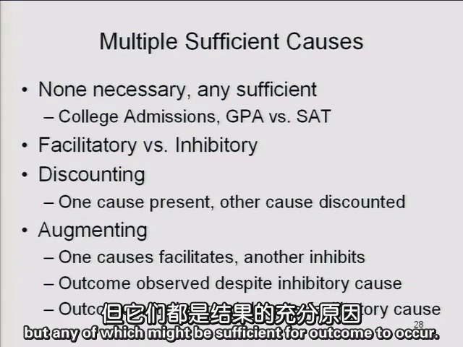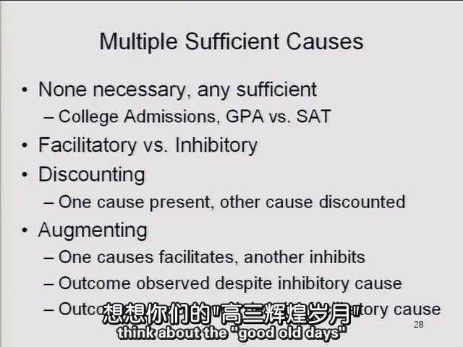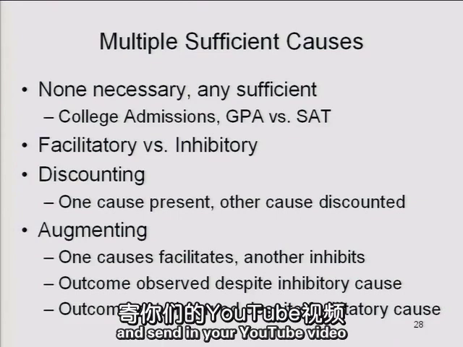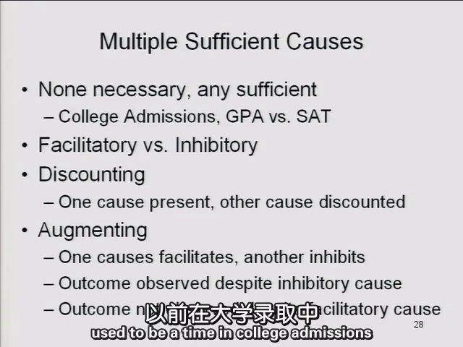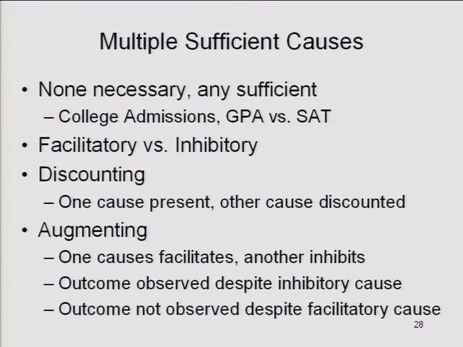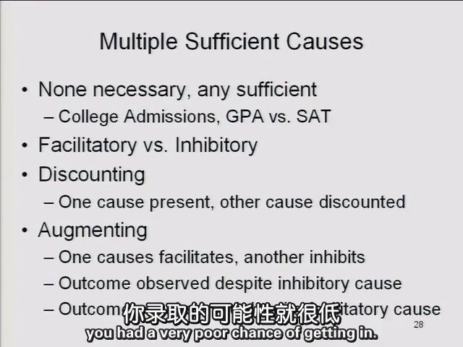for the outcome to occur. So, for example, think about college admissions, and think about the good old days back before you had to write all those essays and send in your YouTube video to Tufts and all those things that they require you to do now. Used to be a time when college admissions was basically based on your GPA and your SAT. Okay, if they were high enough, you had a good chance of getting in. If they weren't very high, you had a very poor chance of getting in.